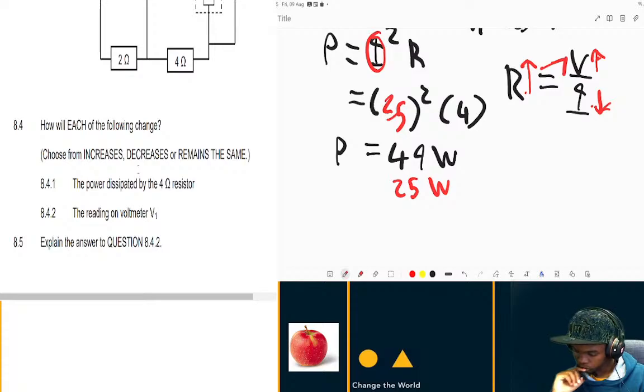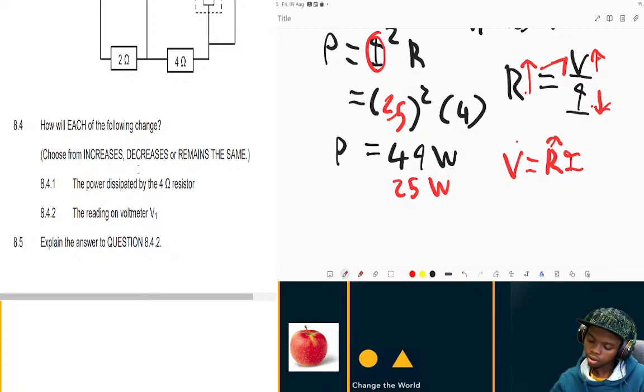So let's say voltage is equal to resistance times current. You can see for voltage, what happens when the resistance increases? They are not against each other, so when one goes up, the other goes up as well. That means when voltage increases, so does resistance. So when resistance increases, so does the voltage.